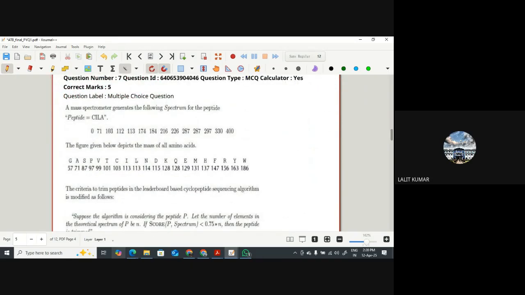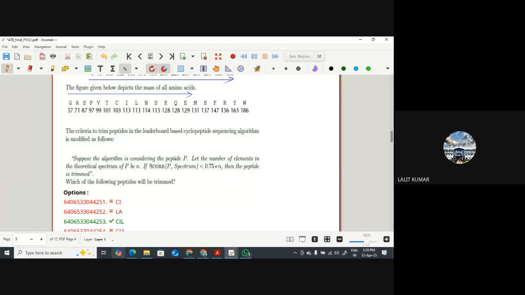Now, next question. A mass spectrometer generates the following spectrum for the peptide profile CILA, and this is the output from the spectrum. This depicts the mass of all the amino acids, and here we are using the criteria to trim the peptides in the leaderboard-based cyclopeptide sequencing algorithm, modified as follows. Suppose the algorithm is considering peptide P, let the number of elements in this be n. If its score is less than 0.575 n, then the peptide is trimmed. So they're asking which peptides will be trimmed in this. So how do we do this?